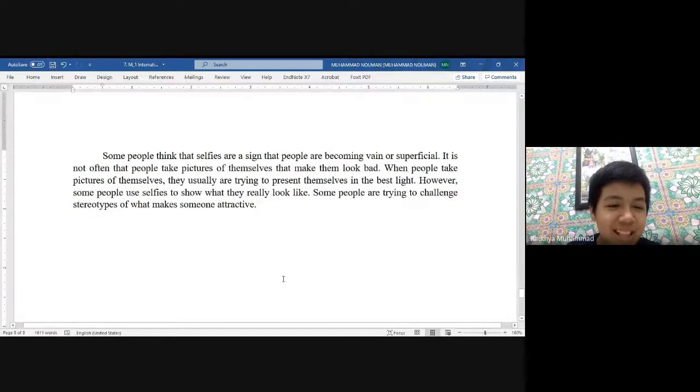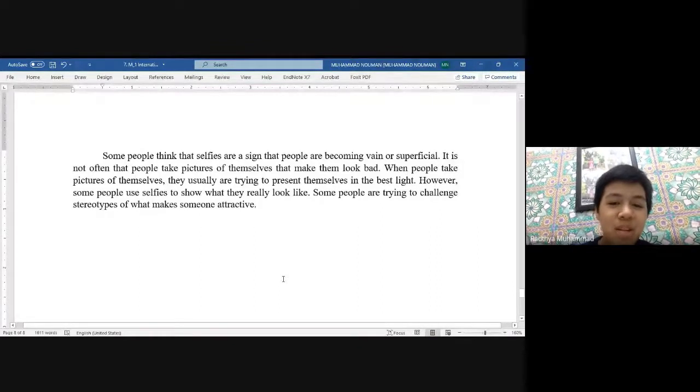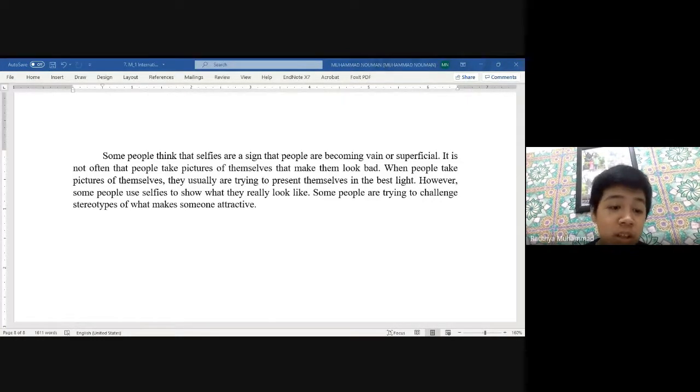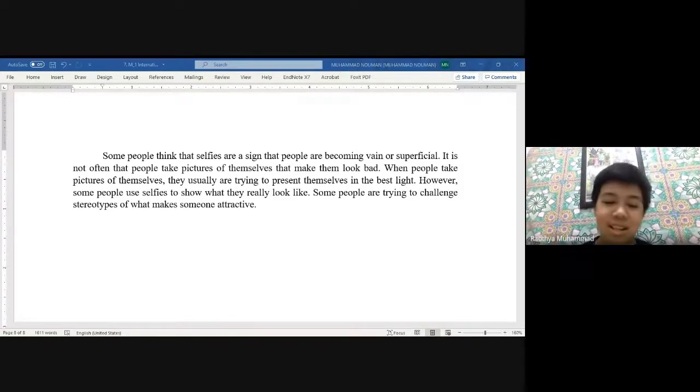Some people think that selfies are a sign that people are becoming vain or superficial. It is not often that people take pictures of themselves that make them look bad. When people take pictures of themselves, they usually are trying to present themselves in the best light. However, some people use selfies to show what they really look like. Some people are trying to challenge stereotypes of what makes someone attractive.